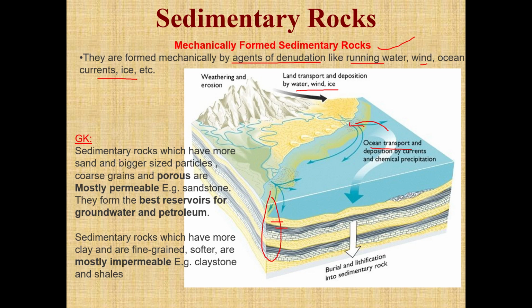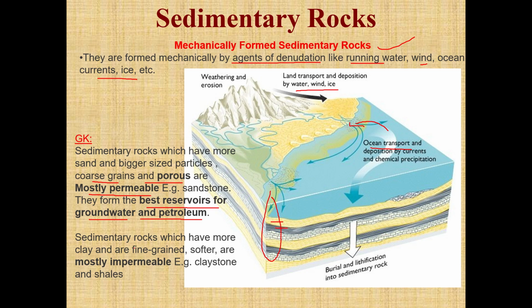Now, some interesting facts are there. Sedimentary rocks which have more sand and bigger sized particles are coarse grained, porous. If it is porous, there will be much intermolecular space. If intermolecular space is there, then they will be permeable. And if they are permeable like sandstone, they will be the best reservoir of groundwater, where we dig out the wells or tube wells, or they will be the best reservoir for petroleum. Petroleum we get from the sedimentary rock.